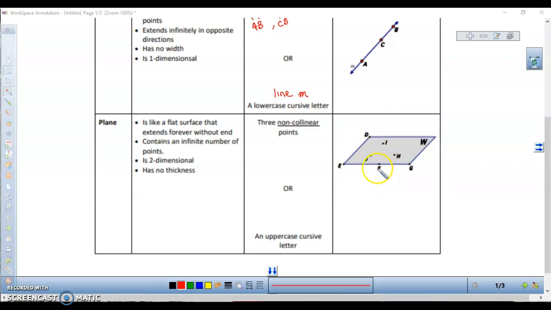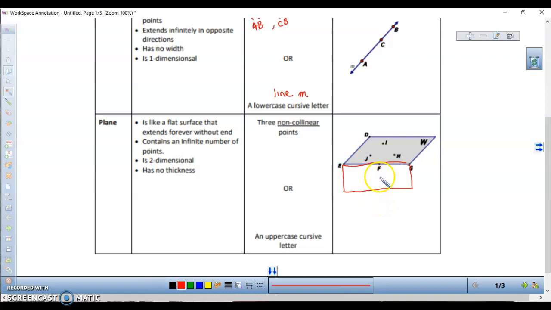Now, when you're naming a plane, this is important, you're going to use 3 non-collinear points. Now, I'm going to define this word for you. We're going to write it down on the next slide. But non-collinear simply means not in the same line. Okay? And there's a reason for that. If you were going to name this plane and you said, hey, I'm going to call it plane EFG, well, there's a vertical plane that's not drawn but exists that goes right through those points E, F, and G as well.